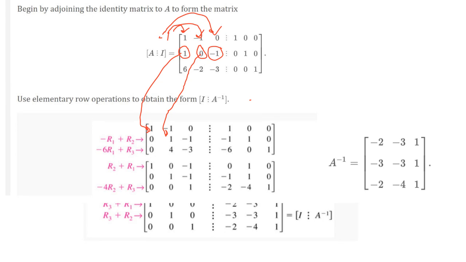Let me erase that really quick. Okay, so we apply all the row operations. So we just do all the row operations so that we're left with 1s in the diagonal and 0s everywhere else. And so then whatever's left on the right side is going to be your inverse, which is the same answer that we got before. Okay.